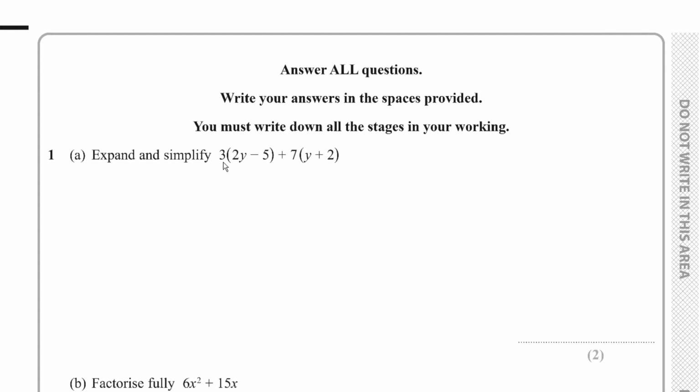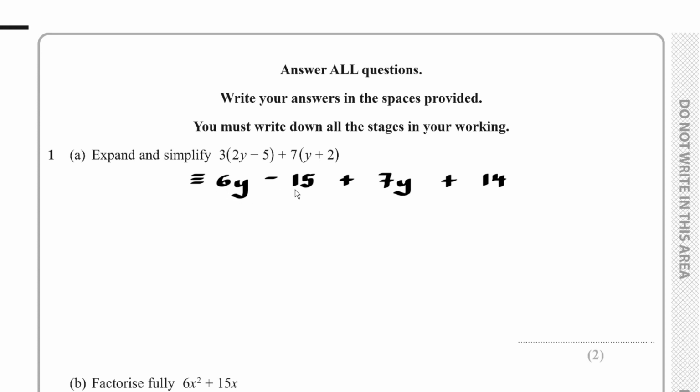Expand and simplify 3 multiplied by 2y subtract 5 plus 7 multiplied by y plus 2. So what this expression is equivalent to is the following. We have 3 multiplied by 2y, which is 6y, 3 multiplied by negative 5, which is negative 15, 7 multiplied by y, which is 7y, 7 multiplied by 2, which is 14.